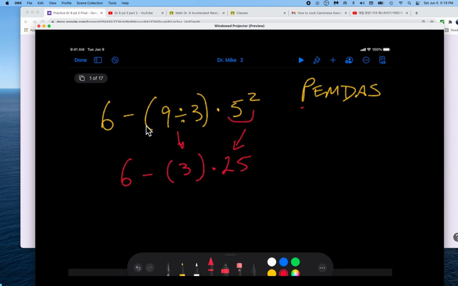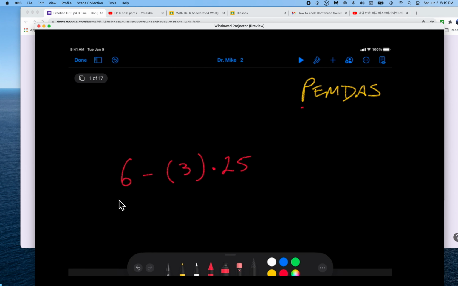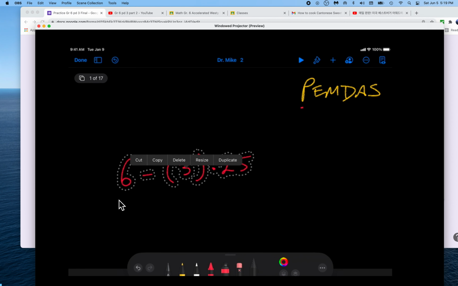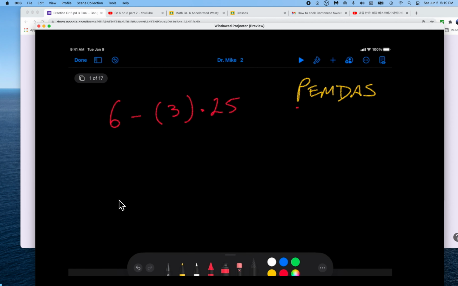Now, the key when you do these is, as you simplify, you reevaluate. So now this becomes a brand new problem. We completely forget what we had prior to that. It is completely irrelevant. Okay. So now we have multiplication and subtraction. So clearly multiplication comes first, so we're going to do this. Becomes 6 minus 75, and we have nothing else to do.